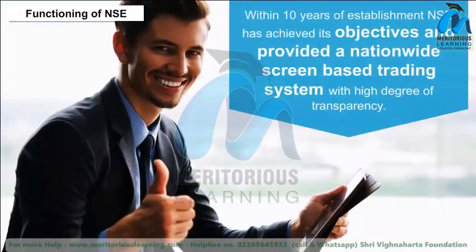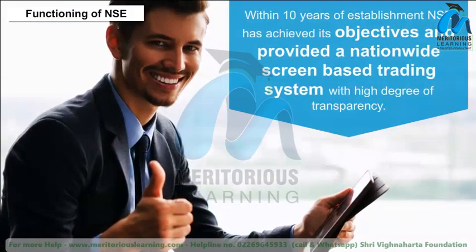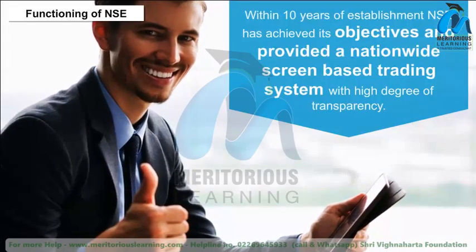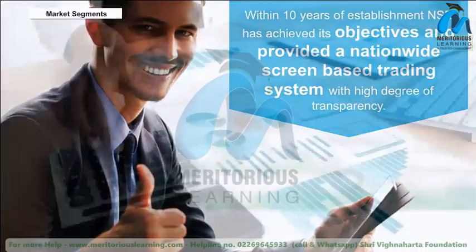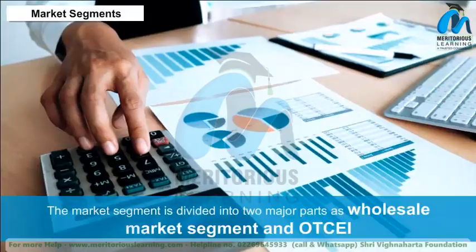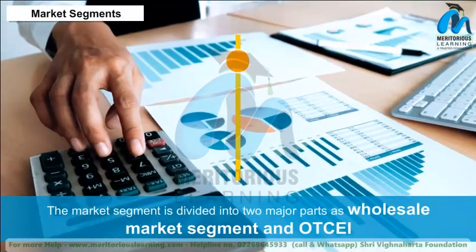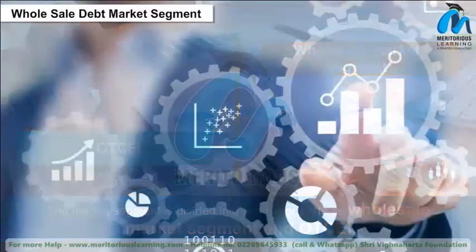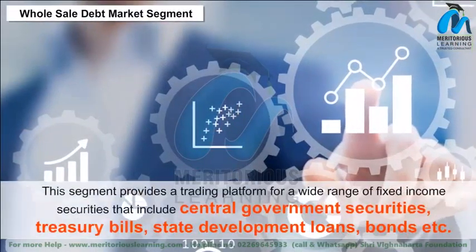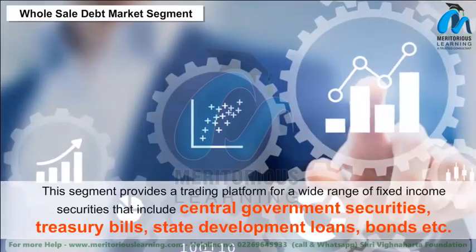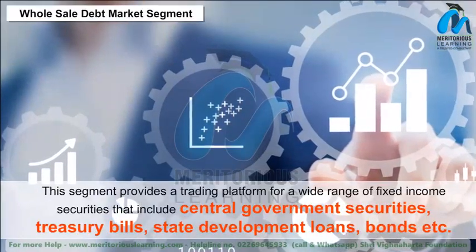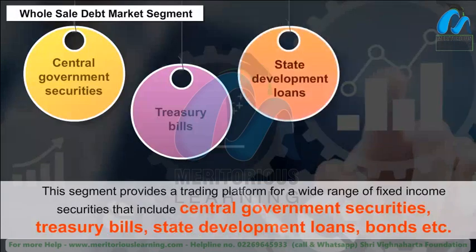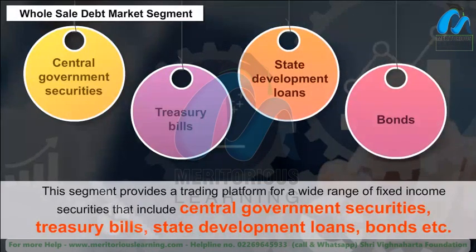Within 10 years of establishment, NSE has achieved its objective and provided a nationwide screen-based trading system with a high degree of transparency. Market segments. The market segment is divided into two major parts: wholesale market segment and capital market segment. Wholesale debt market segment. This segment provides a trading platform for a wide range of fixed income securities that include central government securities, treasury bills, state development loans, bonds, etc.